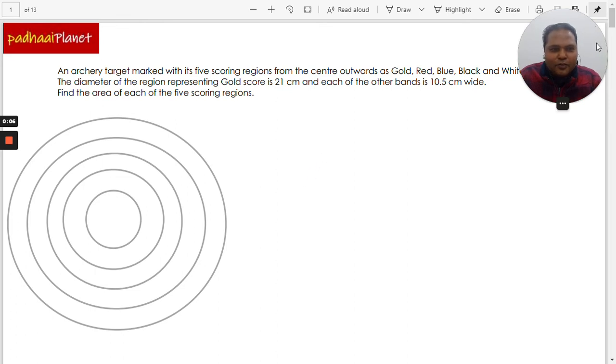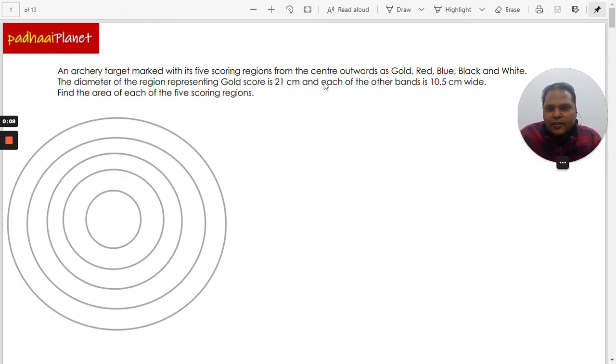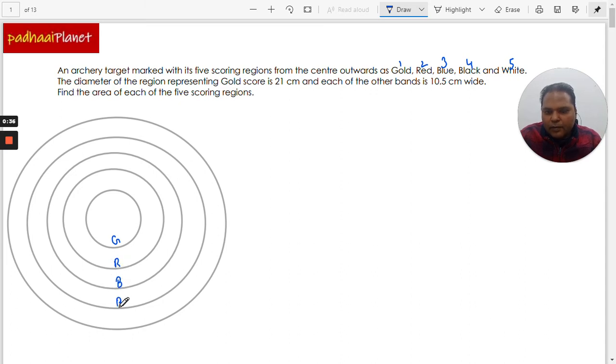So in this video we have got a question about an archery target which is marked with its 5 scoring regions. These 5 scoring regions are gold, red, blue, black and white. There are 5 different circular regions shown here: the innermost is gold, then we have red, then blue, then black, and then we have white also.